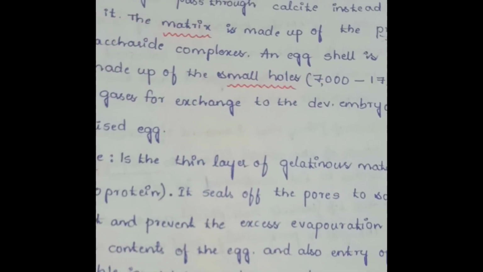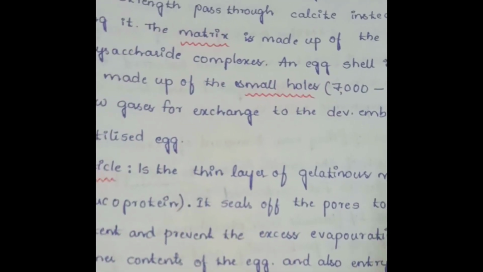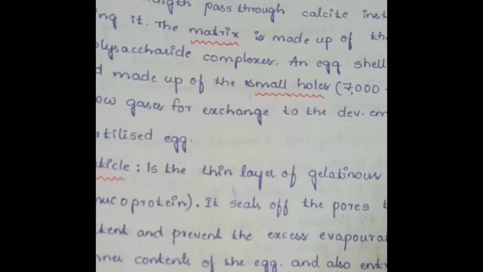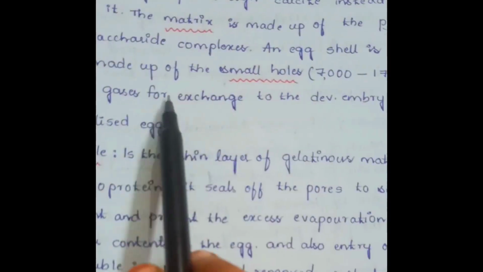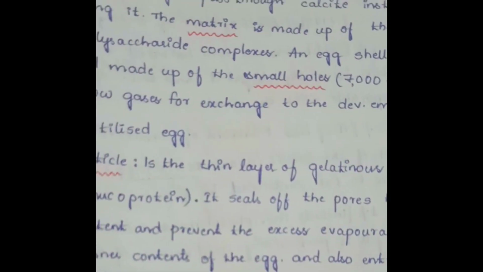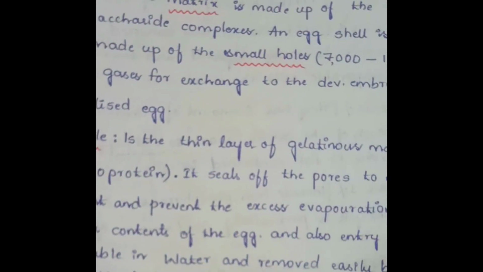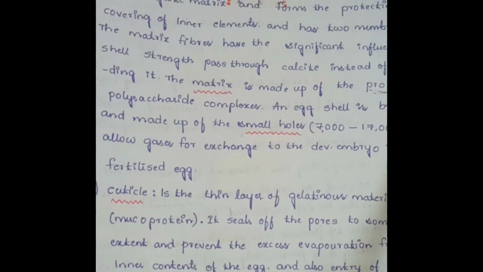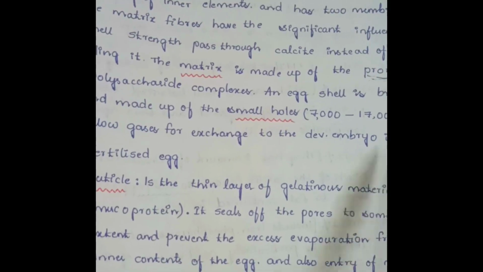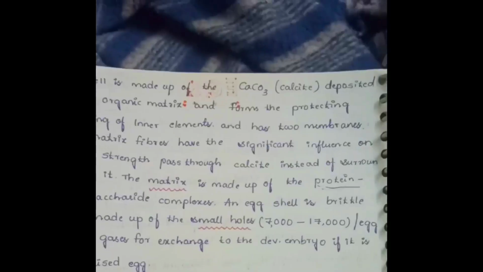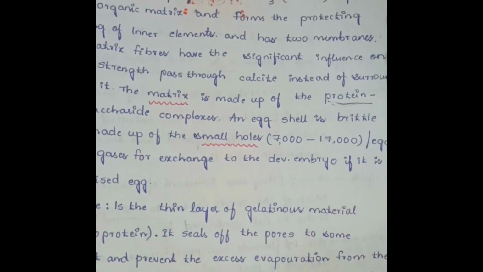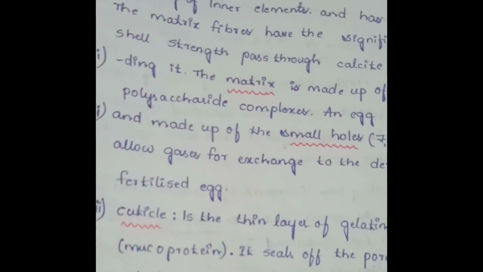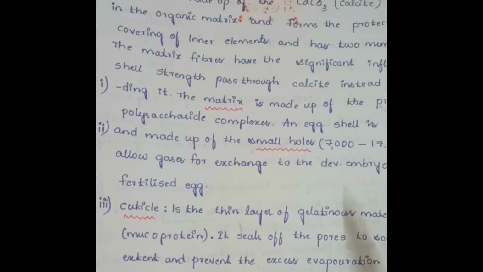And the eggshell is brittle and made up of small holes. It is so delicate because it is made up of calcium carbonate, and brittle in nature. As we know, the eggshell consists of small holes, about 7,000 to 17,000 holes present on the eggshell. So what is the use of these holes? Gas exchange to develop the embryo. These small holes are helpful for the development of the embryo in the fertilized egg.